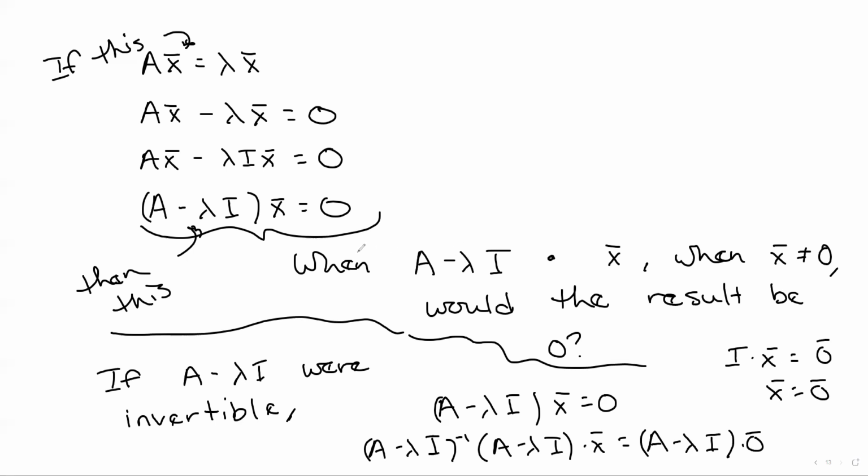But what we want is to know when this times X is going to be 0, where X is not 0. And so because of that, we're going to specifically look for when A minus lambda I is not invertible. So we're going to look for the opposite of this situation that we just went through here. We want to know when is A minus lambda I not invertible.